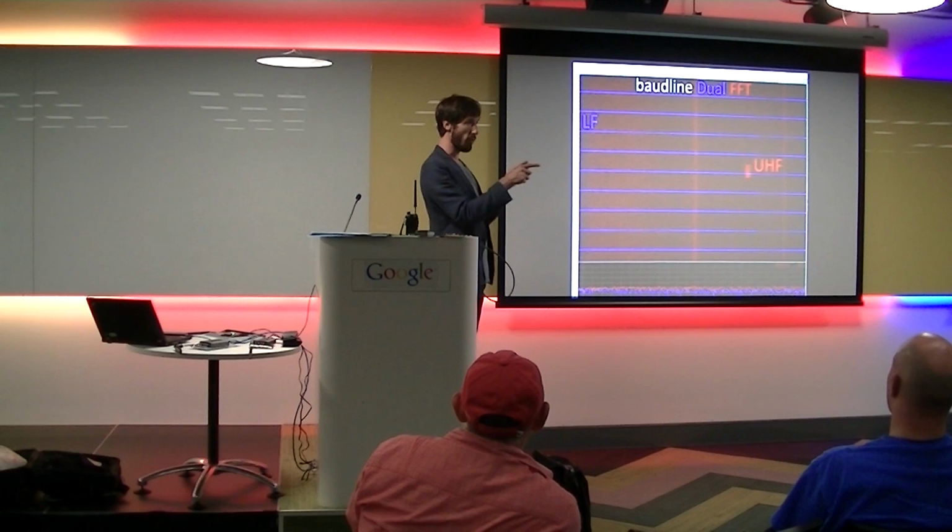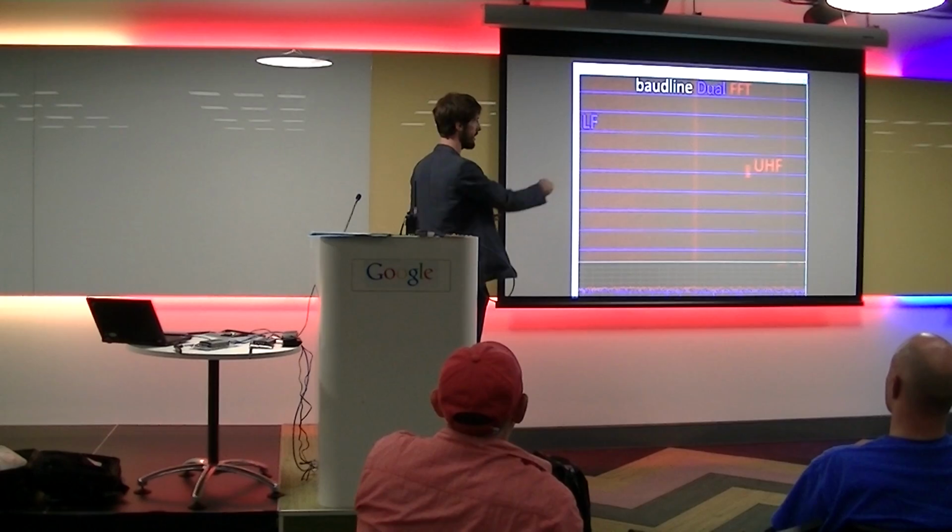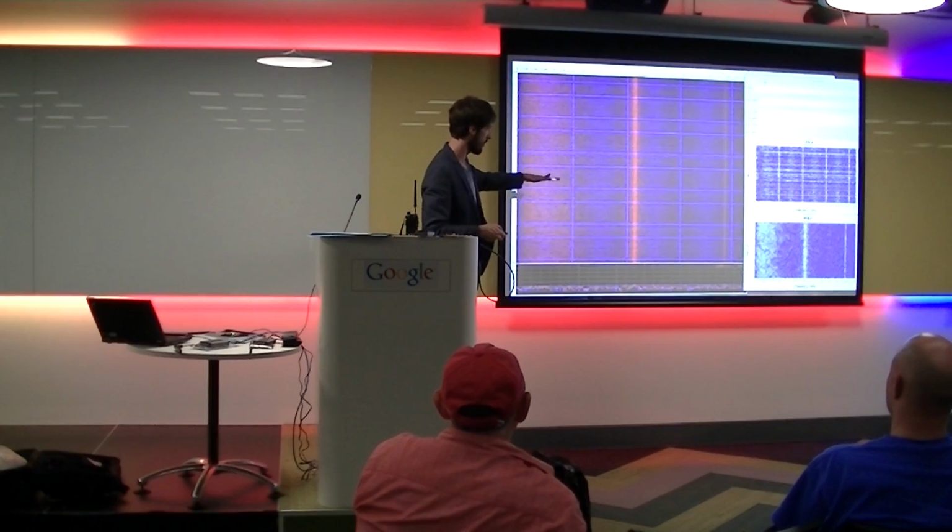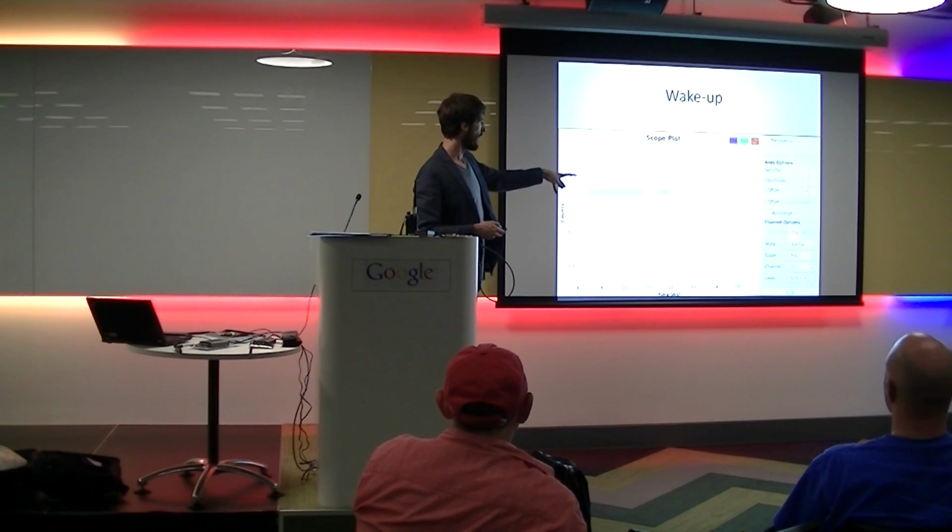So the blue is these periodic broadcasts from the car, and the red is the response from the remote. And if you look at that, you can see here it's happening periodically, and every so often there's some other activity there. So this is an example of the wake-up being received in GNU Radio and the challenge.